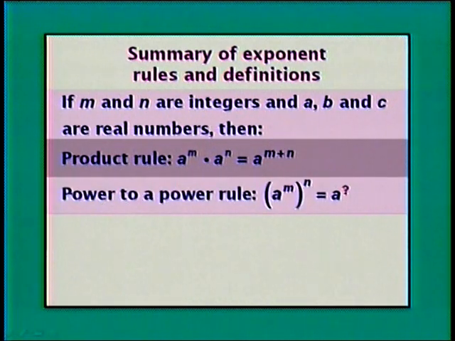What about a power to a power rule? A to the m raised to the nth power is a to the question mark. Do you know what goes in place of that question mark? You should. It's m times n. When we have a power to a power, we multiply exponents.